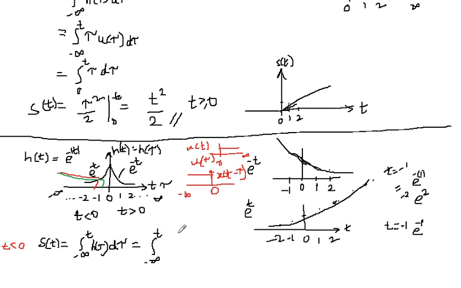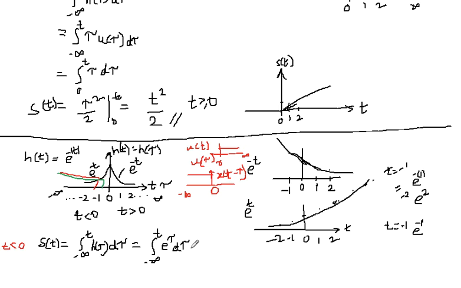What is h of tau? H of tau is e raised to minus of magnitude of t, but we are not supposed to write that. We have to write whatever is the value of the signal on the left side. On the left side, the value of the signal is e raised to t. So when we write h of t as h of tau, it becomes e raised to tau d tau.